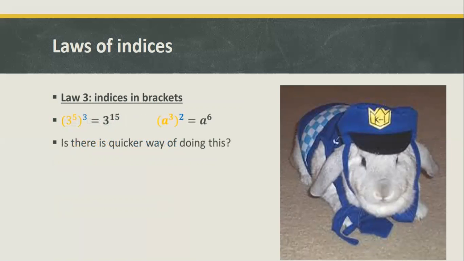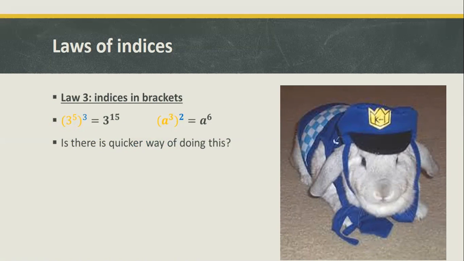Is there a quicker way of doing this? Yes, there is a quicker way of doing this. So in this case, you multiply the powers or the indices. That is 5 times 3. And that's why we get 3 raised to the power of 15. The same thing is applicable to a raised to the power of 3 brackets raised to the power of 2, which means 3 times 2, and then we get a raised to the power of 6.